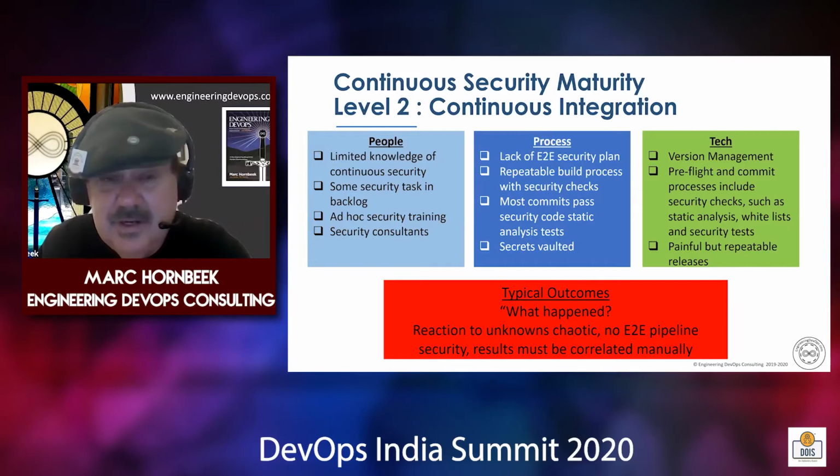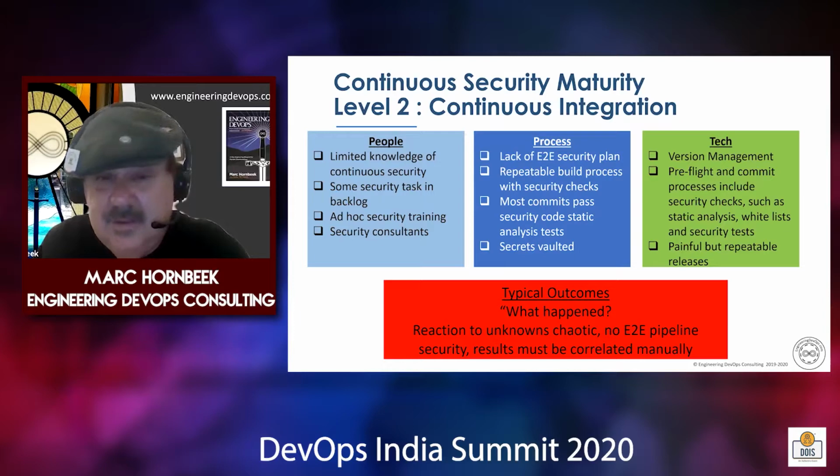Level 2, you're really starting to get things a little more organized, at least at the front end of the value stream or pipeline. In this case, you've got people that have some knowledge of continuous security, and some security tasks are appearing in the backlogs as important things to plan for. Ad hoc security training is in place, and there are some security consultants at least available that you can talk to, if not in the organization, then somewhere that you can communicate security concerns with.